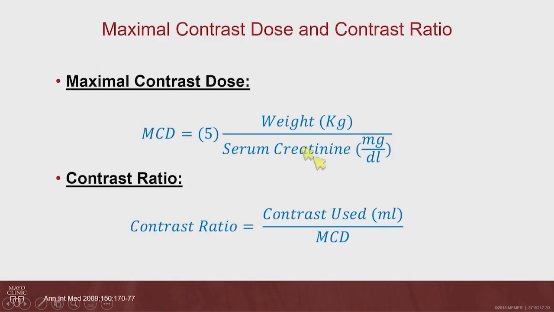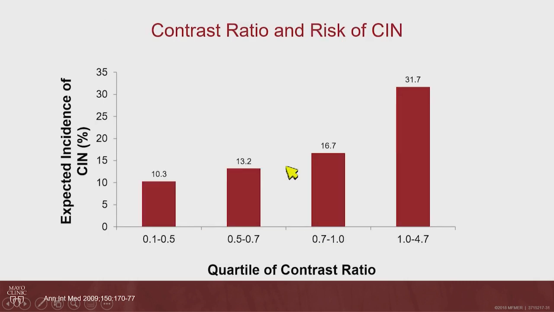There are different ways to calculate this. The most commonly used is the maximal contrast dose based on their weight and their serum creatinine, times 4 to 5. I use 4, but I think the official definition is 5. And the contrast ratio compares how much is used in reference to this maximal contrast dose. You can see here, if your ratio is less than 1 of 5 times the ratio of their weight to their serum creatinine, the chances of contrast nephropathy exist, but are probably acceptable.